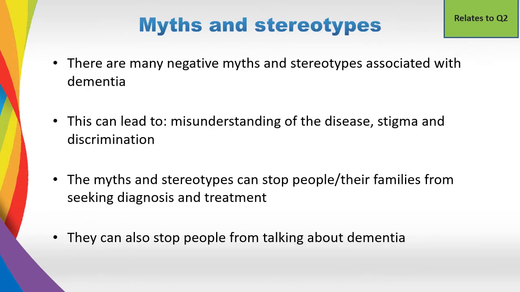There are lots of myths and stereotypes. As we just looked at, there was the word demented and how that can create derogatory ideas of how people may act with dementia. This can lead to misunderstanding of what dementia is for the person. It can lead to stigma and discrimination. But it can also stop people and their families trying to get diagnosis and treatment, because it can stop people from talking about dementia.